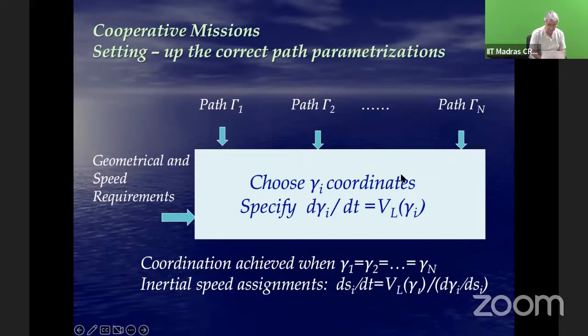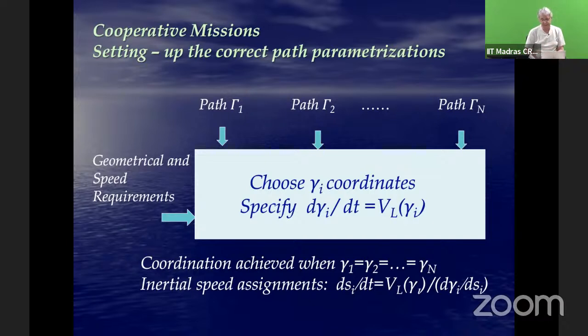And because when you reach the desired formation, the gamma i's should be equal, you specify that the speeds of all the gamma i's are exactly the same, and maybe they are dependent on where you are along the path. So that's the basic thing that you start with. And that's why people say that you have converted the problem into the famous consensus problem.